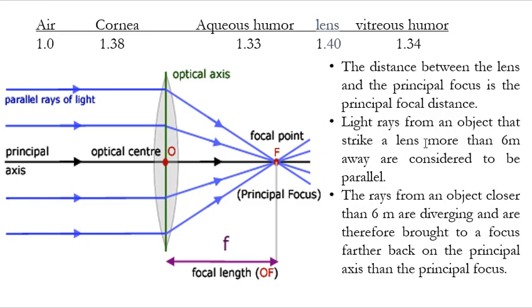So this slide is just stating a few things pertaining to this, such as the distance between the lens and the principal focus is known as the focal distance, or the principal focal distance, and that light rays from an object that strike a lens more than 6 meters away, they're considered to be parallel.